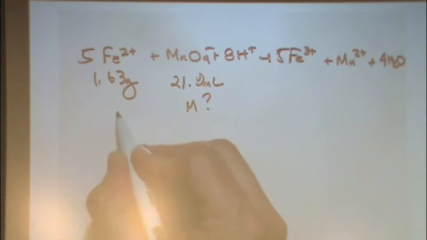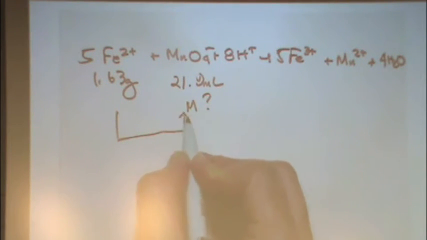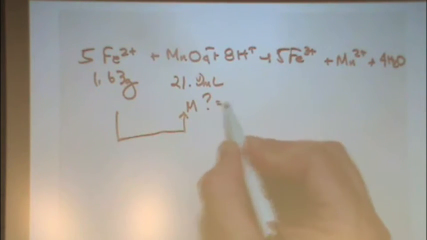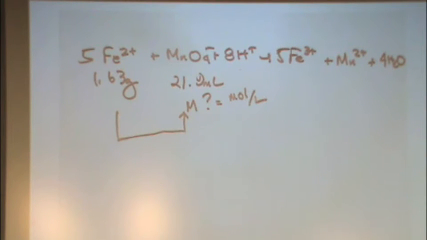What you would do: step one, convert this to moles. Step two, molar ratio. Step three, go to the units requested. In this case, the units requested are molarity, or moles per liter. So there are three steps in any stoichiometry problem. Titration is a type of stoichiometry problem.